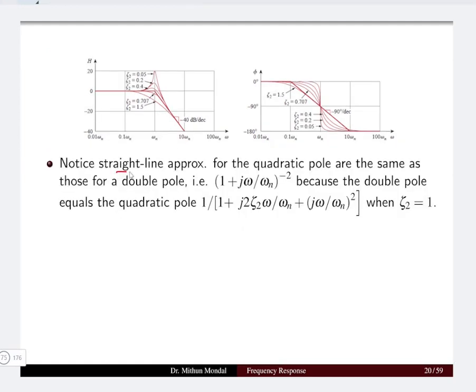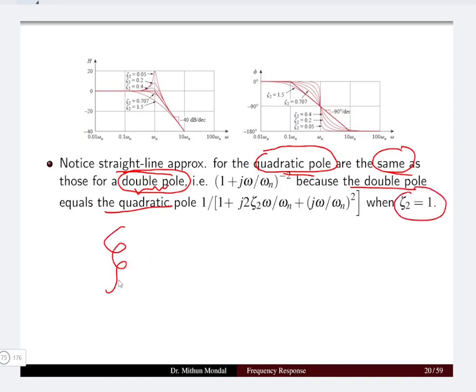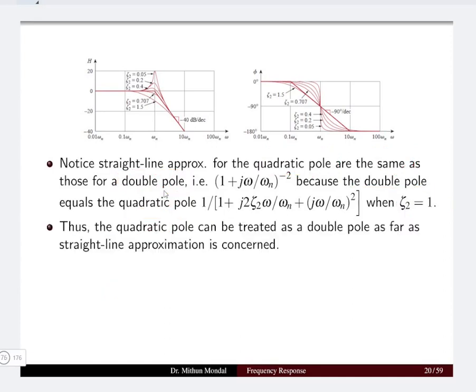Now notice that the straight line approximation for the quadratic pole is the same as that of the double pole. If we take the double pole or the quadratic pole, they will have the same relationship, because the double pole is equal to the quadratic pole with a damping factor of 1. So if I take the damping factor to be 1, then the double pole and the quadratic pole are the same, so that will be obtained using the straight line approximation. The quadratic pole can be treated as the double pole as far as the straight line approximation is concerned.